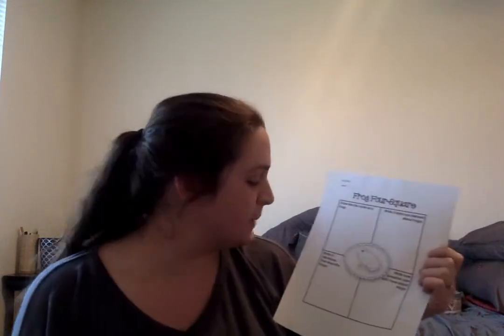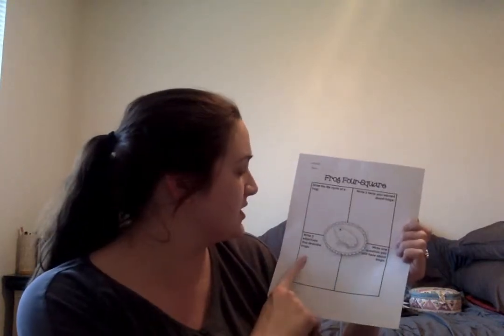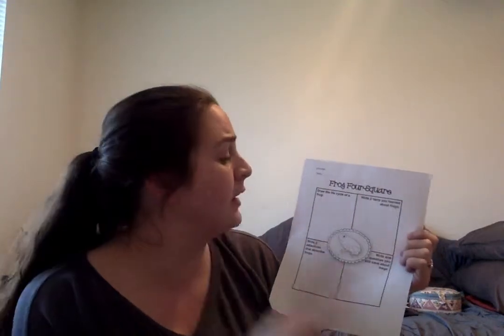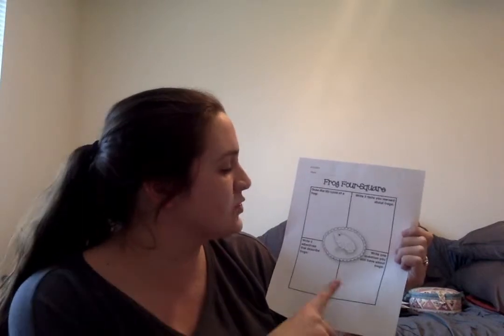That's right. Those are special words that describe something. So what are some words that describe a frog that you learned today? So you write those here. How many? 3. The last square here says write one question you still have about frogs.